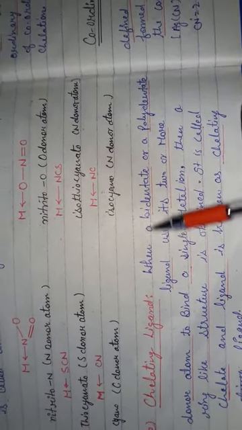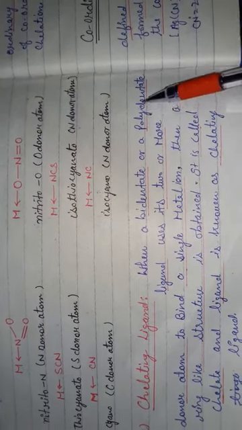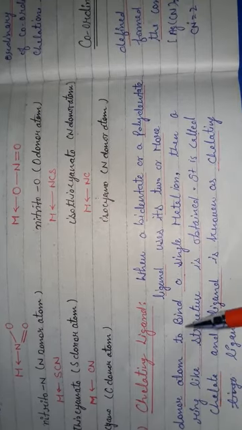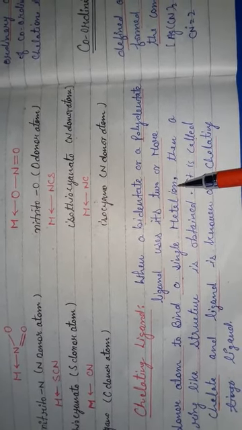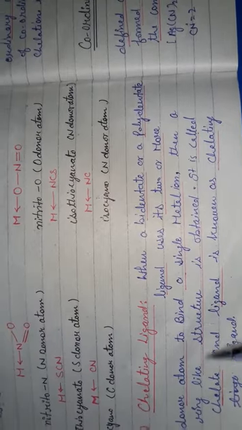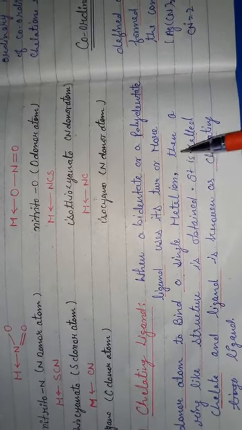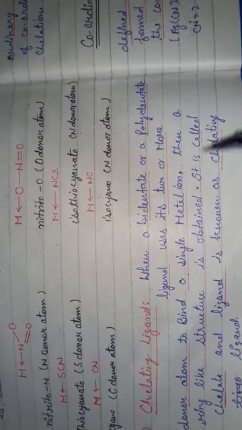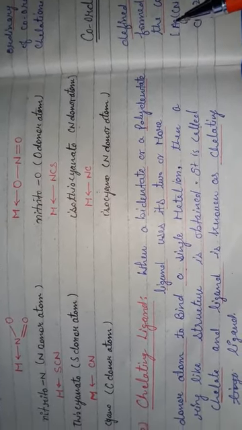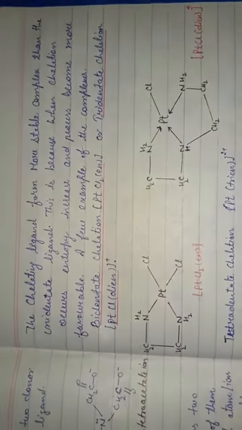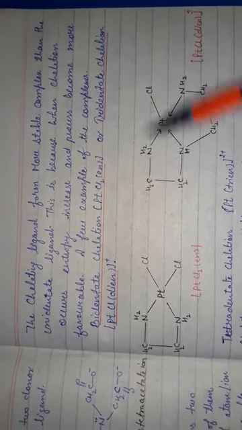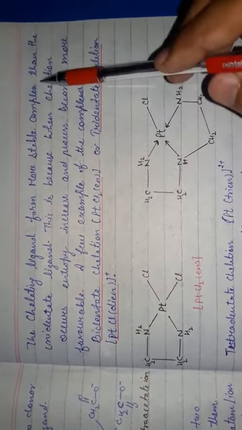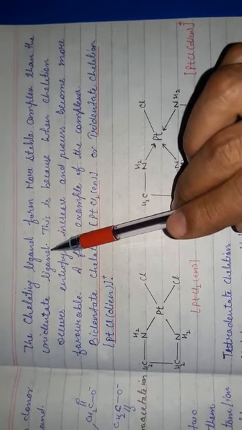I repeat, when a bidentate or polydentate ligand uses its two or more donor atoms to bind a single metal ion, then a ring-like structure is obtained. It is called a chelate and the ligand is known as a chelating ligand. You can see some examples here. Chelating ligands form more stable complexes than unidentate ligands.